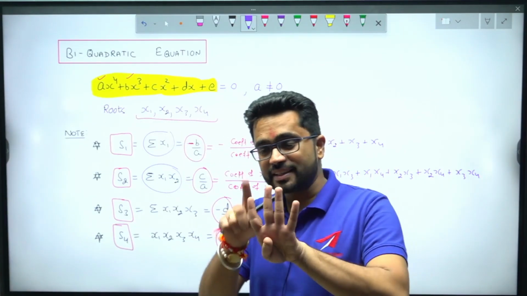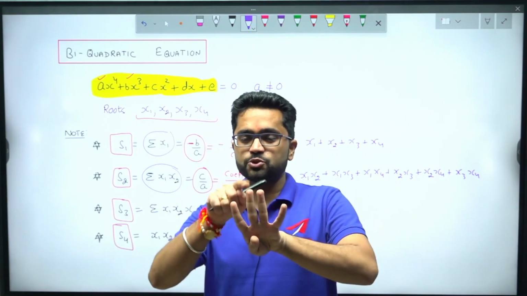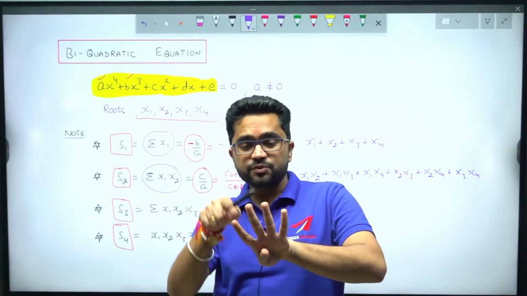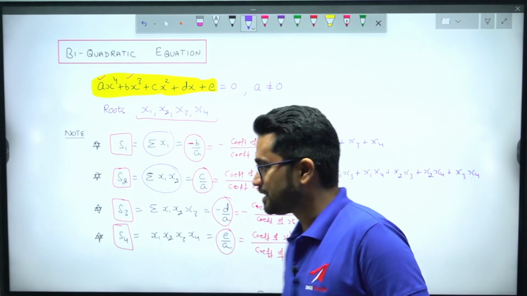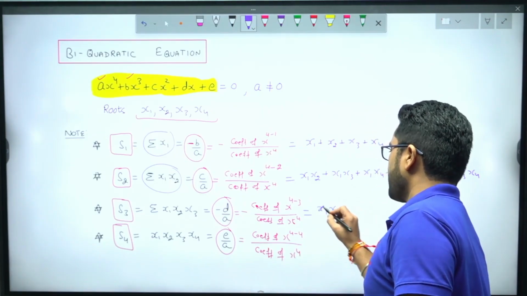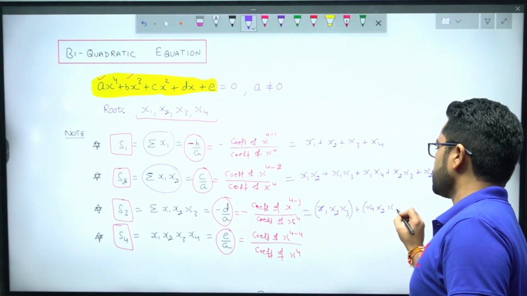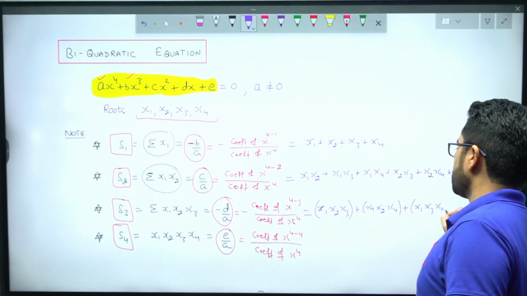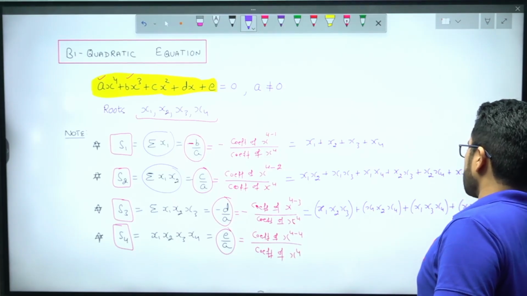S3, x1, x2, x3, x4. So make a triplet: x1x2x3, x1x2x4, x1x3x4, and x2x3x4. Please observe. Okay. So it has to be x1x2x3 plus x1x2x4 plus x1x3x4 plus x2x3x4.